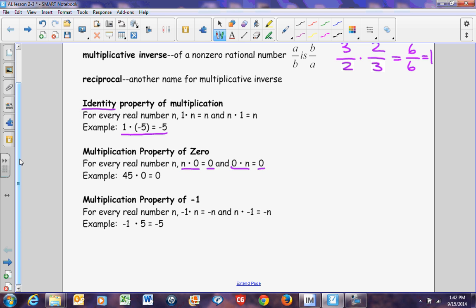The multiplication property of -1 is a nice way of saying the opposite. If you want to change something to the opposite, you multiply it by -1. For every real number n, -1 times n equals -n, and n times -1 equals -n. It changes it to its opposite. -1 times 5 equals -5. -5 is the opposite of 5. You get that by multiplying it by -1.